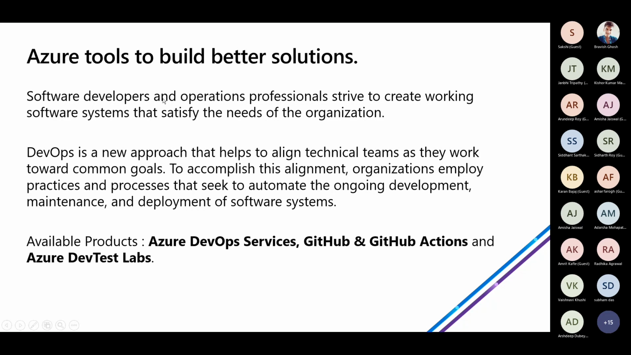Here the software developers and operations professionals start to create working software systems that satisfy the needs of the organization. So DevOps is a new approach that helps to align technical teams as they work towards common goals. To accomplish these alignments, organizations employ practices and processes that seek to automate the ongoing development, maintenance, and deployment of software services.